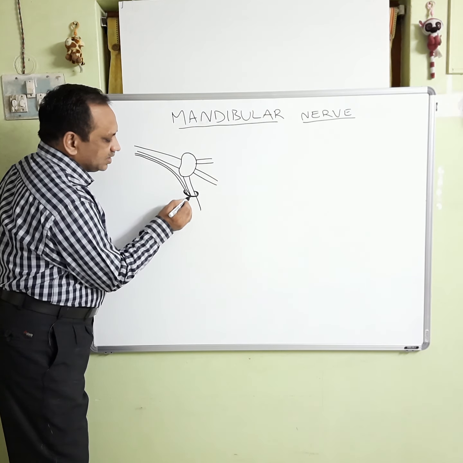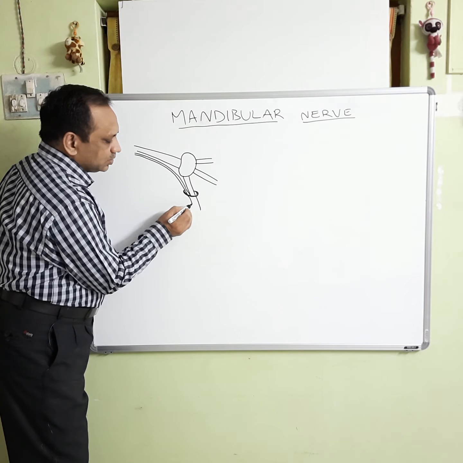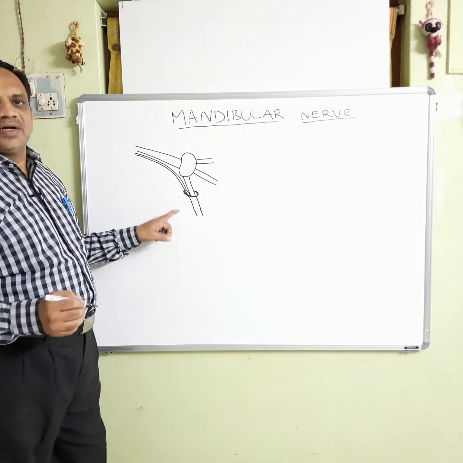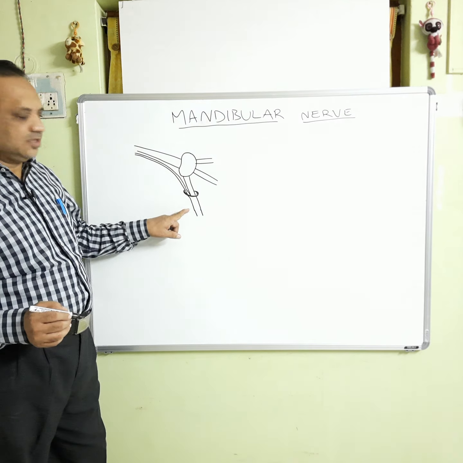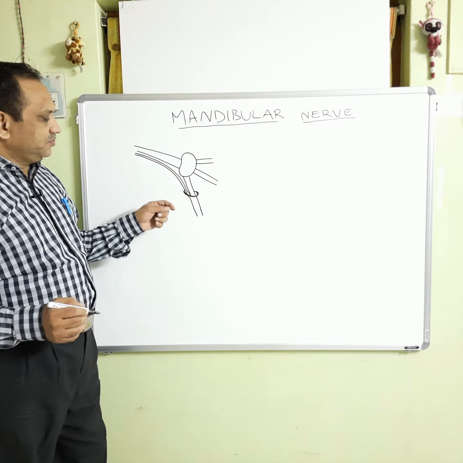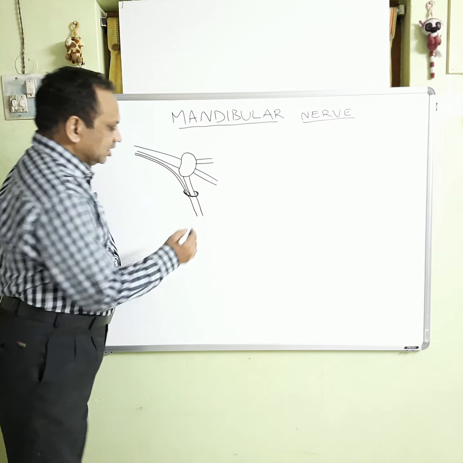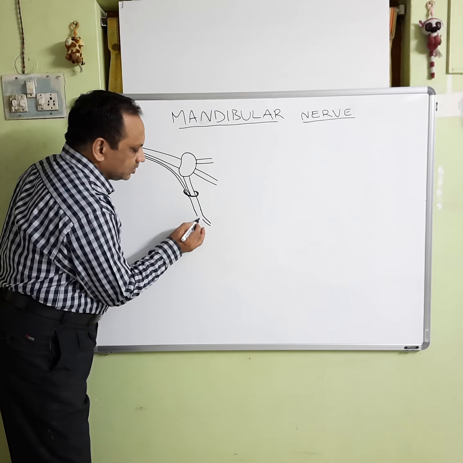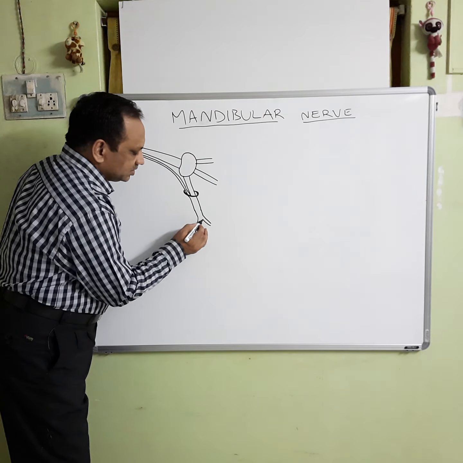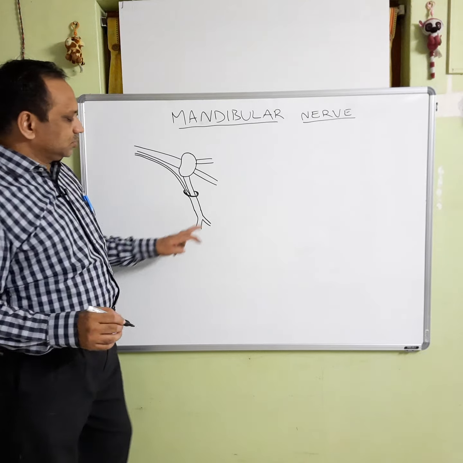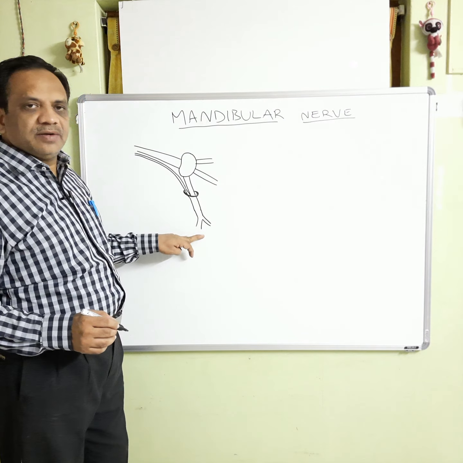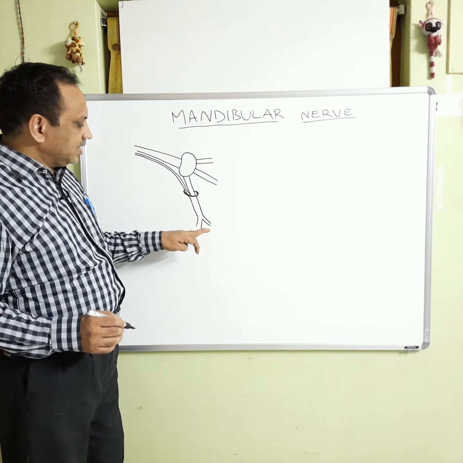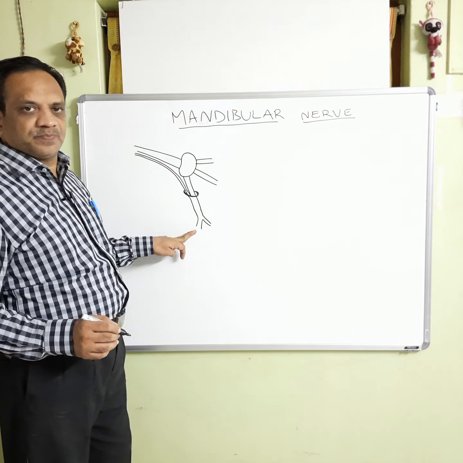Immediately within the infratemporal fossa, the two roots unite to form a common trunk of the mandibular nerve. This is the trunk of the mandibular nerve, which after a short course divides into a short anterior division and a thick posterior division. These two divisions are the terminal branches of the mandibular nerve. This is the trunk, the anterior division and the posterior division.